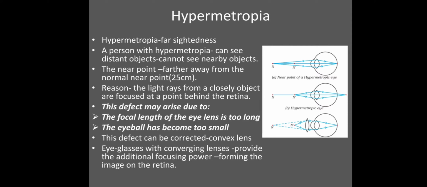This defect can be corrected by using a convex lens of appropriate power. I hope in the third diagram you are able to see the usage of a convex lens to correct this defect. Eyeglasses with converging lenses provide the additional focusing power required for forming the image on the retina. So by using a convex lens, the image which was formed beyond the retina is now formed on the retina, so that the person is able to see clearly.